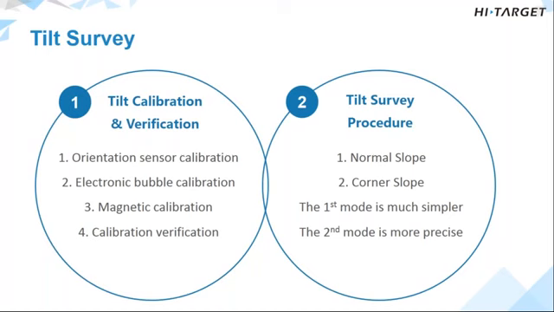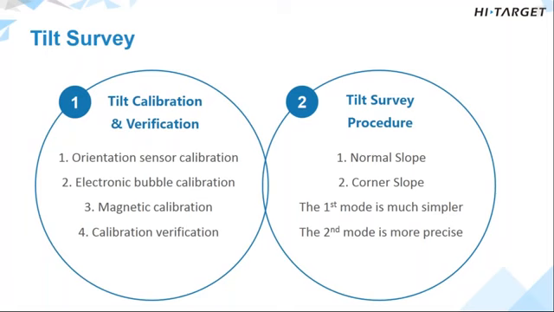And in the Hi-Survey Road, you could see the health survey includes 2 parts. The first one, you need to do the calibration firstly, and then you could do the survey. For the calibration, there are 4 steps. The first one is the orientation sensor calibration. The second is the electronic bubble calibration. The third is the magnetic calibration. And after these 3 calibrations, you need to do 1 verification to make sure the health survey calibration is successful.